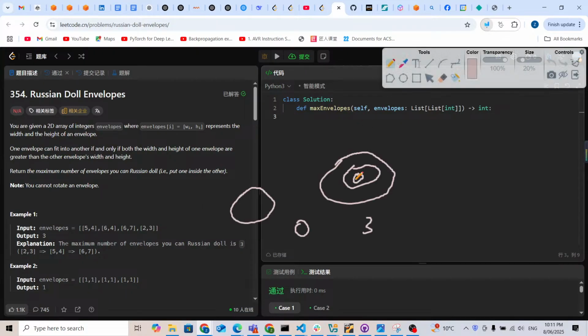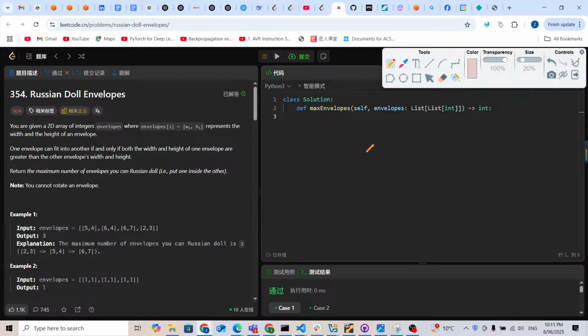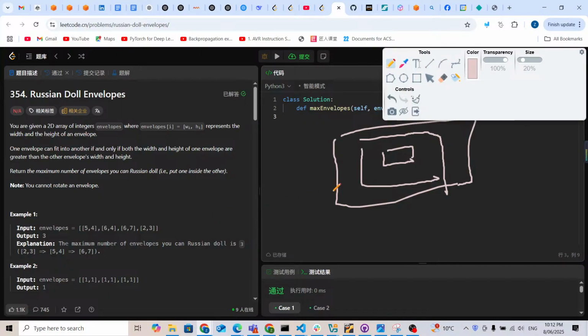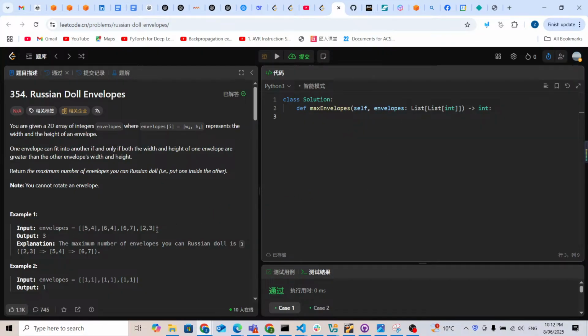We are given a rectangle. This is a rectangle. We just need to put a rectangle inside if there's a smaller one. We just need to check how many envelopes we can nest. So it's going to be a similar idea.